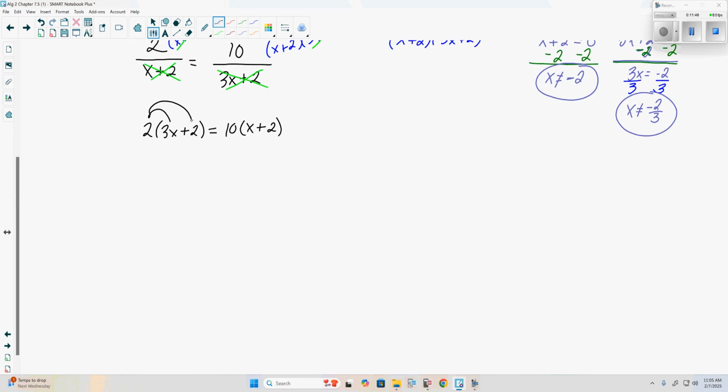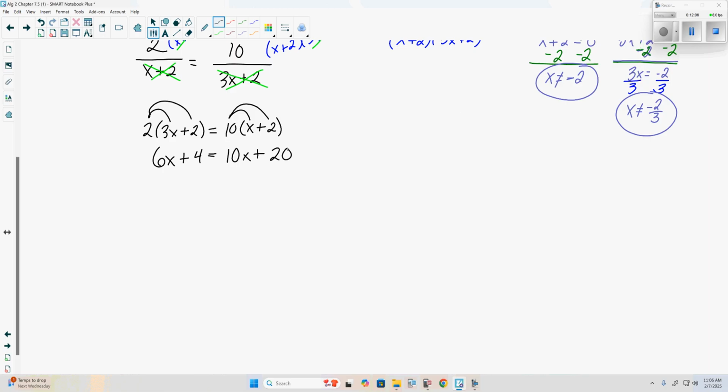Now at this point here, we can distribute the 2. 2 times 3x is 6x. 2 times 2 is plus 4. Here we can distribute the 10. 10 times x is 10x. 10 times 2 is 20.